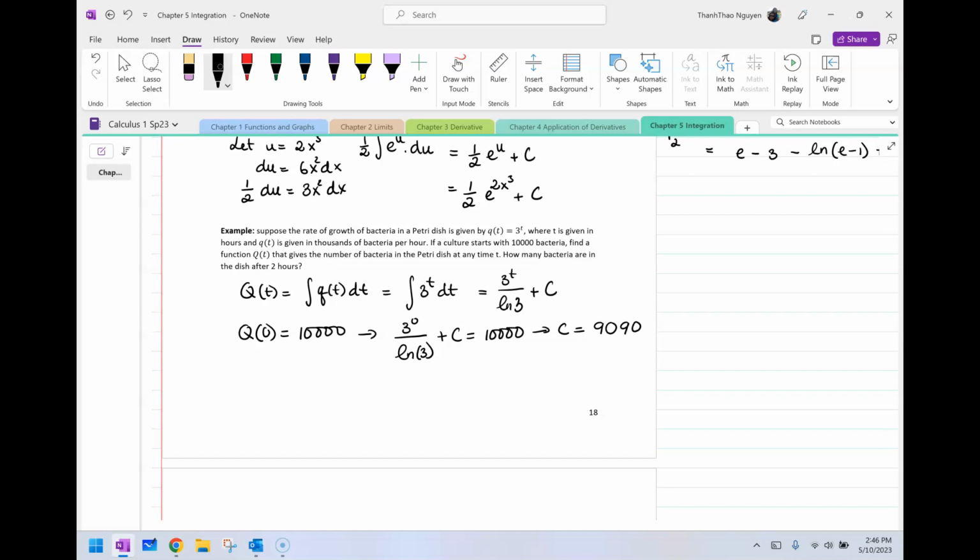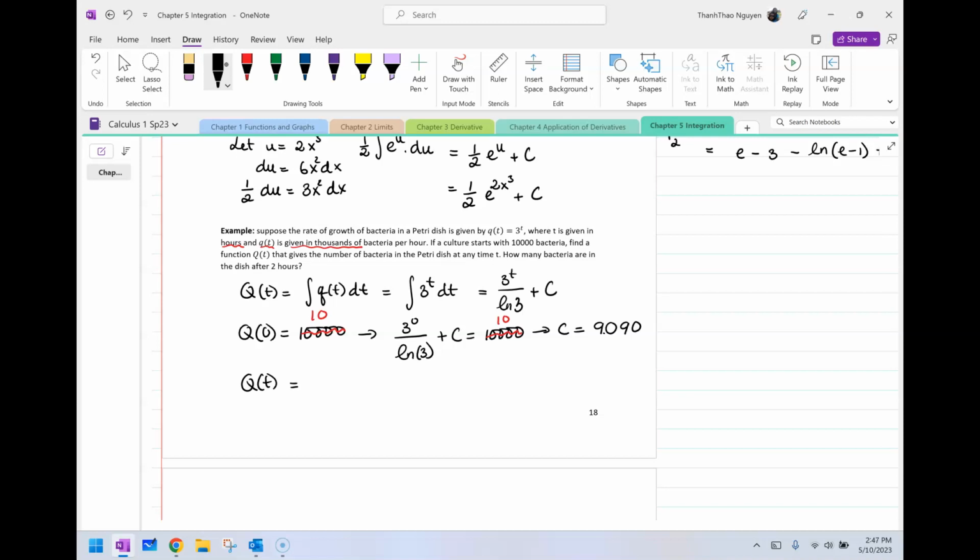So remember this said in hour and q of t is given in thousands, right? This meant right here we're supposed to have 10 for 10,000. So the number of bacteria is 9.090. Okay. So after 2 hours, we calculate q of t.